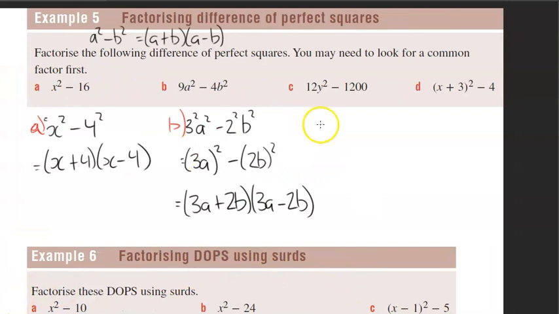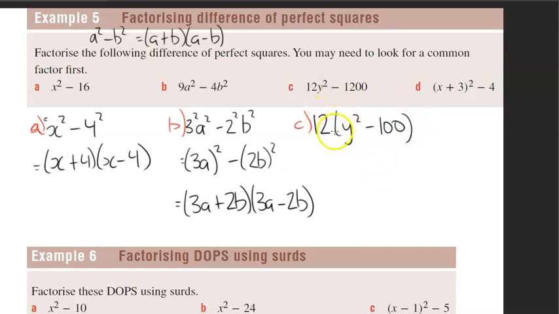Example C. Example C is this little statement here. You may need to look for a common factor first before you can do the difference of perfect squares. We do see a common factor. There's a common factor of 12. 12 goes into 12y squared, sorry, once, and what we'll be left with is y squared. And 12 goes into 1,200 100 times.